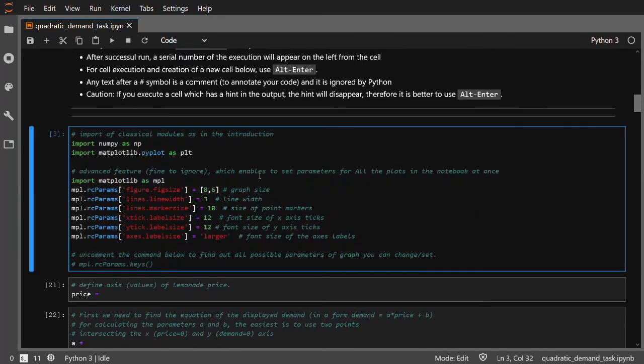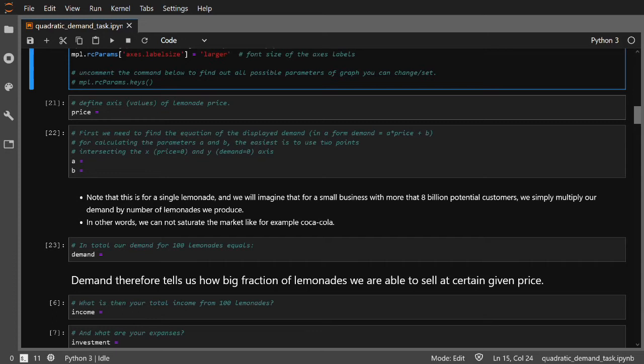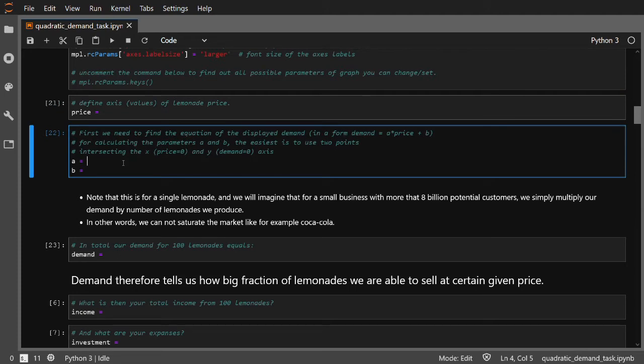We have first some imports and definitions for our plots. After that starts the real exercise. First, we need to realize that we are optimizing profit, and profit will depend on the independent variable, which is the price we set for a single lemonade. Therefore, we set the values for this x-axis, which is the price. After that, we need to tell Python how the demand actually looks like. So from the plot, we need to translate it into mathematical language, which is in the form of a linear equation.